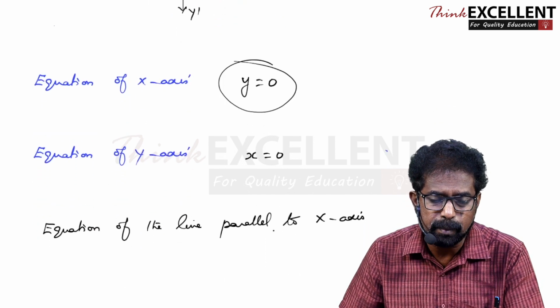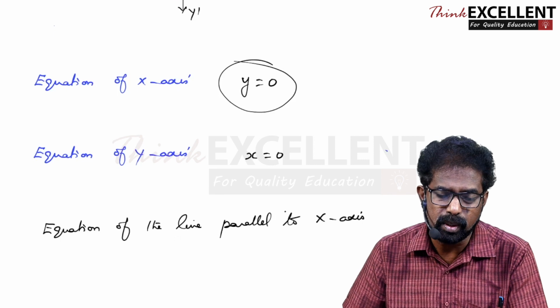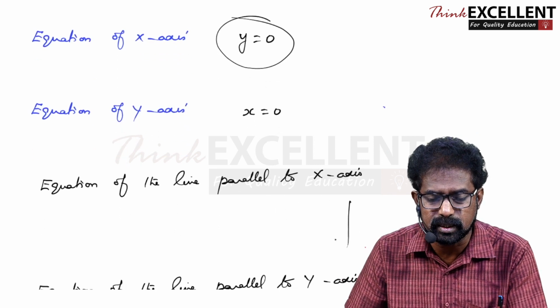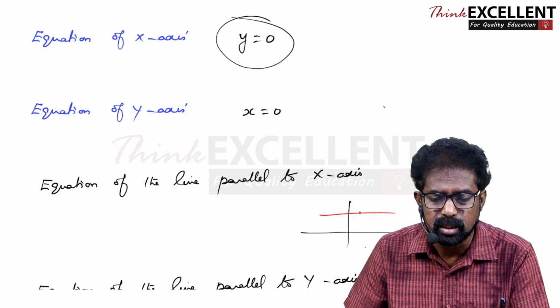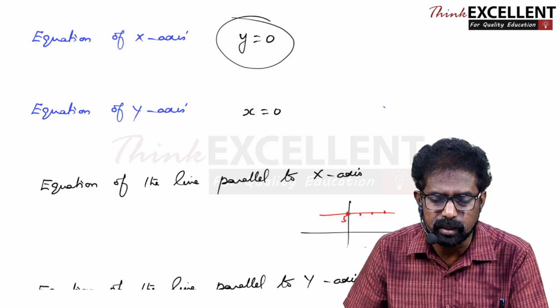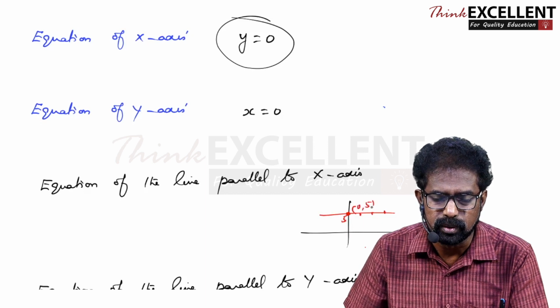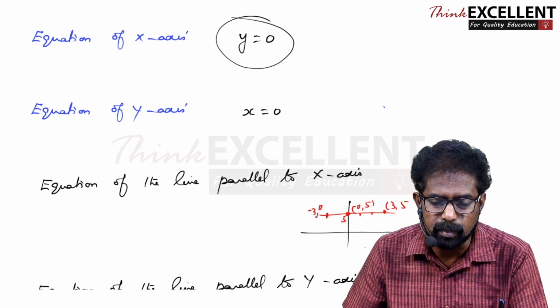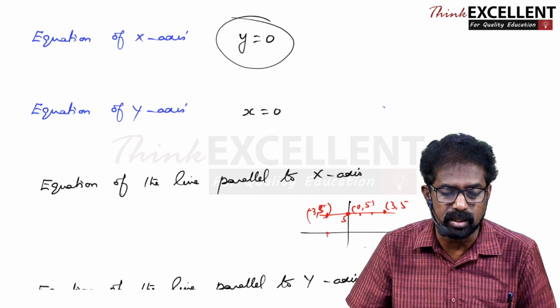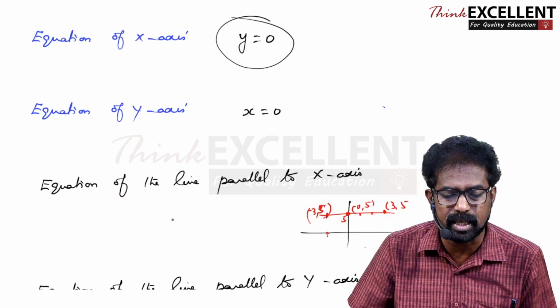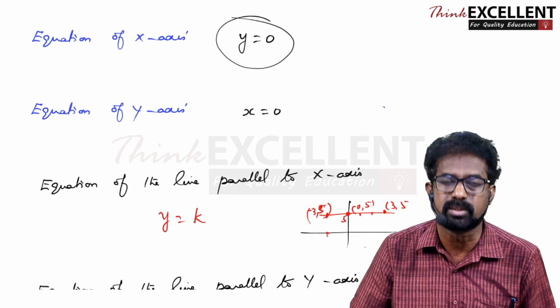Then the equation of a line parallel to the x-axis. Please listen. See, this is the x-axis. If you take a line parallel to the x-axis, the y coordinate will always be the same. Suppose this is 5. This point will be 0,5. If I take this one, it is 3,5. If you go this side, it is minus 3,5. Right? Like that. Always the y coordinate is what? Constant. So the equation of the line parallel to the x-axis is y equal to some constant.